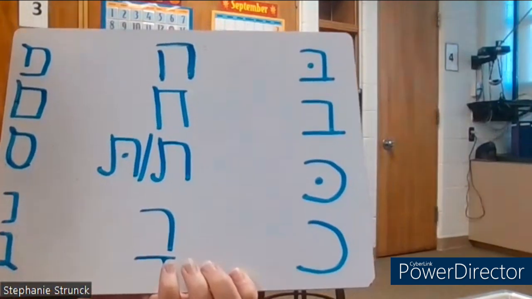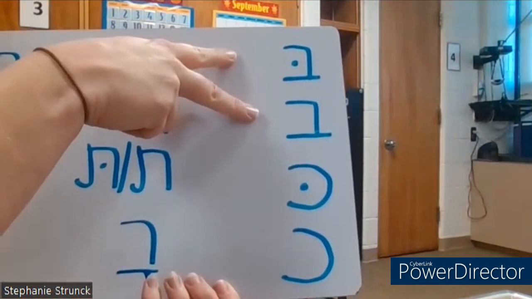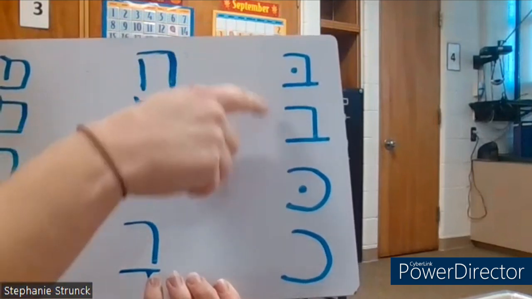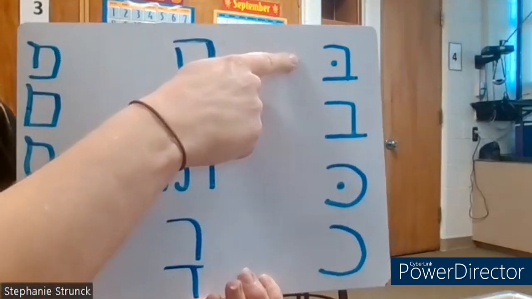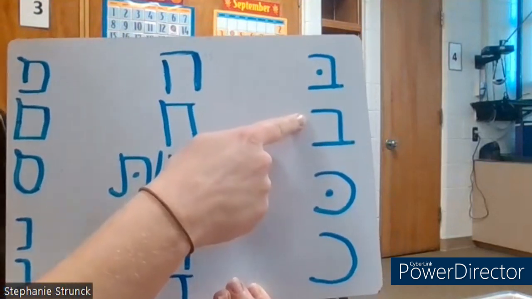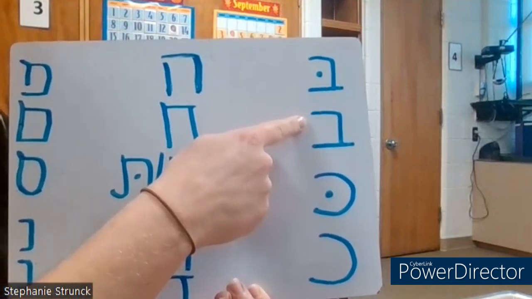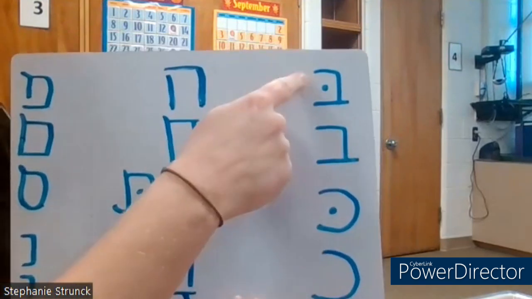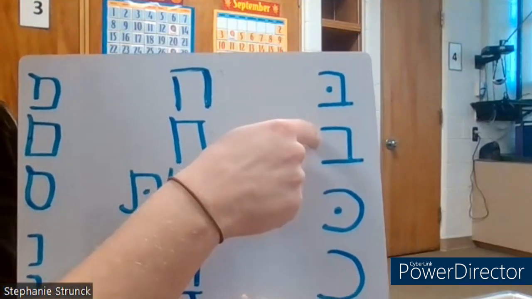A lot of students mix these up because one's got a dot and one doesn't. Bet has a belly button and vet does not, because it had to go to the vet. And so then they remember, okay, bet's got the dot, but vet doesn't because it had to go to the vet.